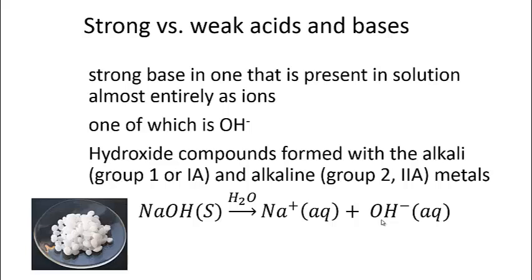Hydroxide compounds formed with alkali metals, which are group 1 or 1A, and alkaline earth metals, group 2 or 2A, with the exception of beryllium, are strong bases. If you contrast that to a weak base, a weak base is one that only partially ionizes when placed in water. Ammonia is a good example of a weak base, and it subsequently is also a weak electrolyte.